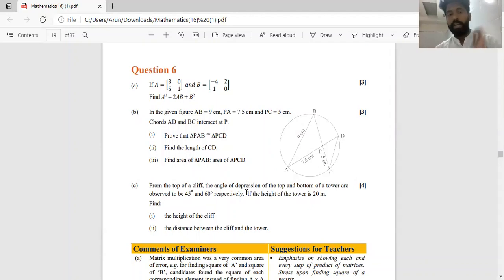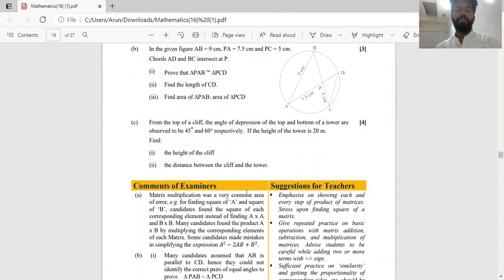A and B were given. You had to calculate A square minus 2AB plus B square. So again, as we just discussed for matrices earlier as well, matrix multiplication was a very common area of error. For finding square of A and square of B, candidates found square of each corresponding element instead of A into A or B into B. And many candidates calculated the product of A into B by multiplying individual elements.